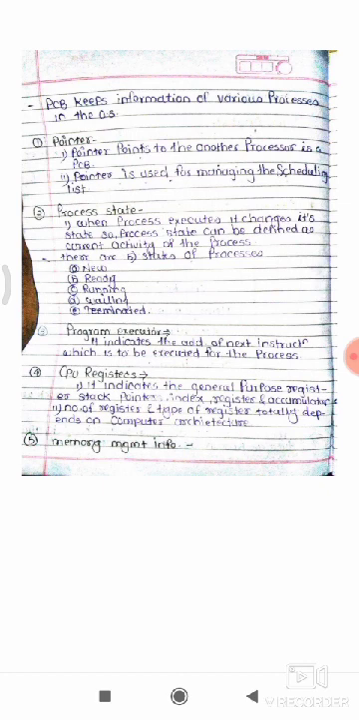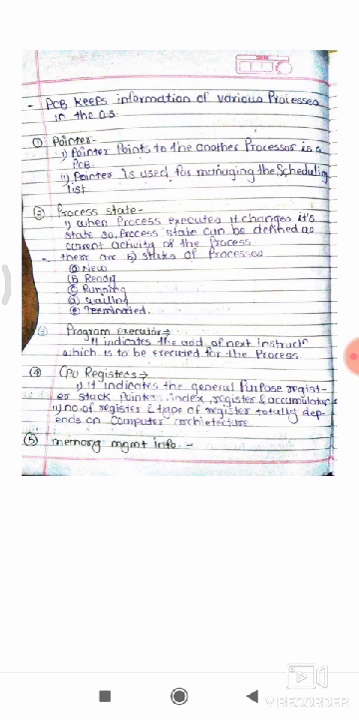The next point is the program counter. It indicates the address of the next instruction which is to be executed by the process. That means the address of the next instruction that is going to be executed will be indicated by the program counter.